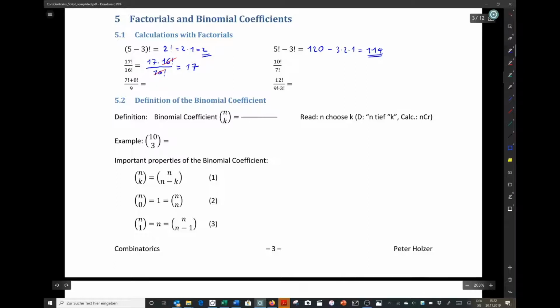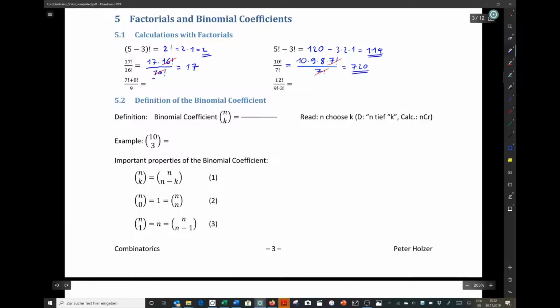10 factorial divided by 7 factorial, we can do very similarly. We expand the 10 factorial by writing it explicitly as 10 times 9 times 8 times 7 factorial, and the whole thing divided by the 7 factorial yields just 10 times 9 times 8, which is 720.